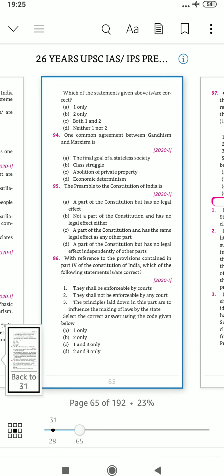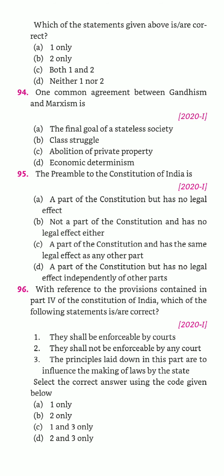Friends, about question 94. This is a question you cannot answer easily unless you have political science or IR optional. Like, what is the common agreement between Gandhism and Marxism? You cannot find a right book. So you don't go for a new book like D.D. Basu or any other book for this one. But the basic things, friends, you should remember.